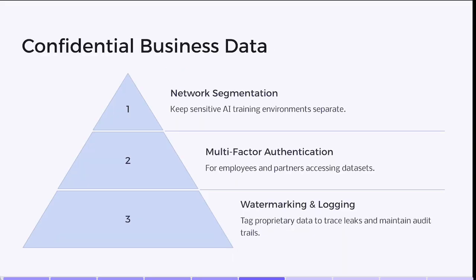Confidential business data includes trade secrets, internal financial records, customer lists, or other info that gives an organization a competitive edge. In the context of generative AI, why is it valuable? Attackers or competitors can replicate your business model, analyze strategic insights, or sabotage your brand if they access this data. How about protecting business data? You can do it by network segmentation. Keep sensitive AI training environments separate from publicly accessible systems. Use multi-factor authentication for employees and partners accessing these datasets. And watermarking and logging: tag your proprietary data so you can track or trace leaks and maintain an audit trail of who accessed or modified it.